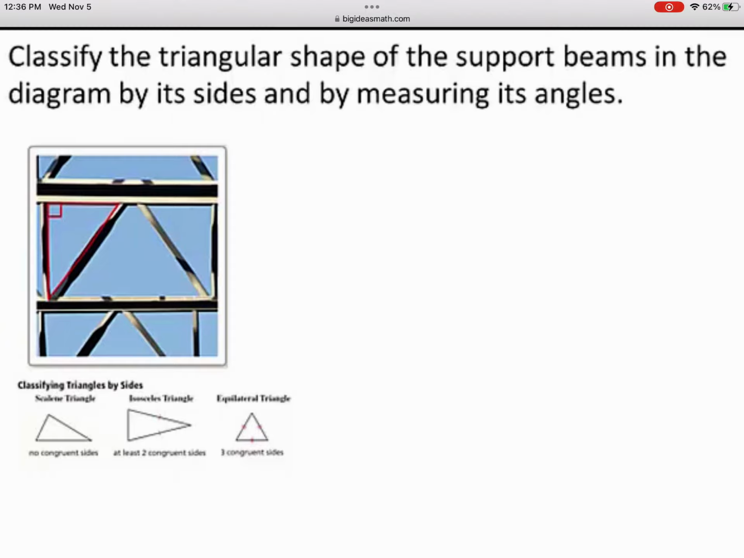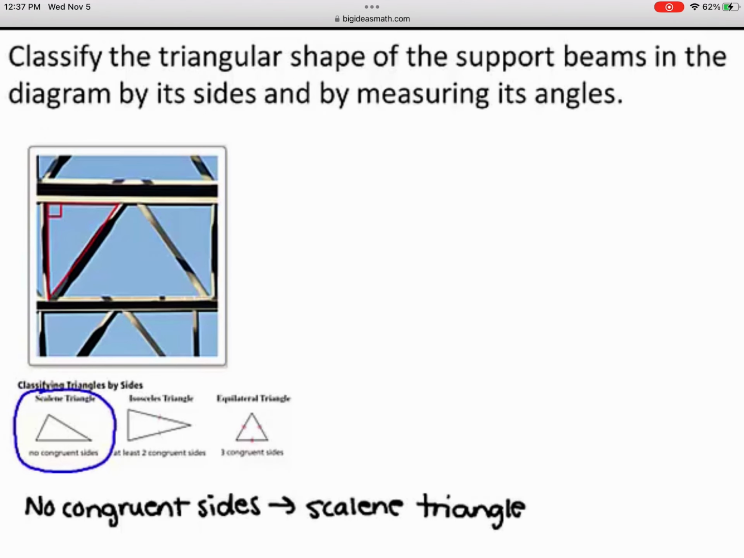In the given diagram, there are no tick marks to indicate that any of the sides are congruent. So, there are no congruent sides. Therefore, because there are no congruent sides, this triangle is a scalene triangle.